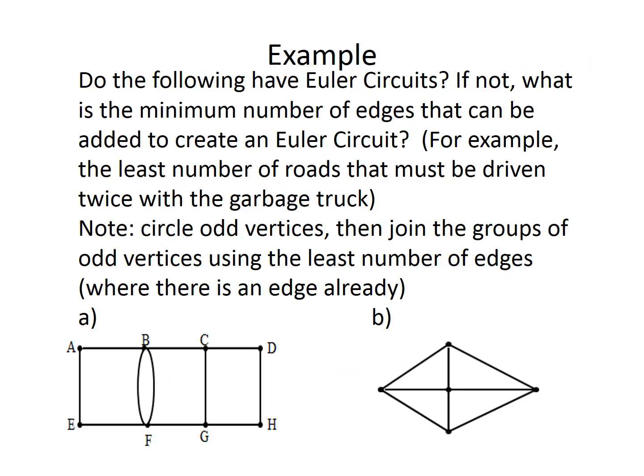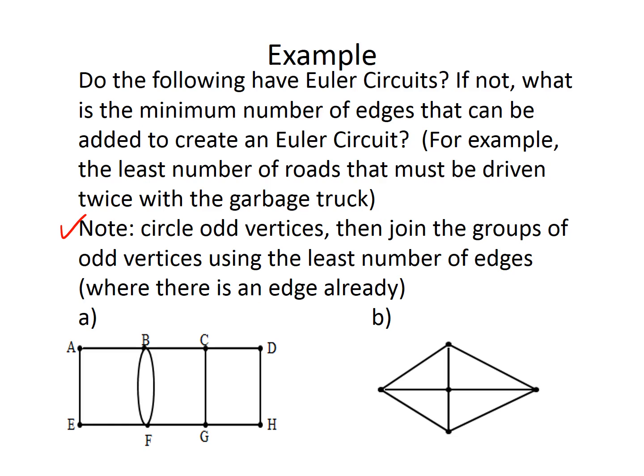So, do the following have Euler circuits? If not, what is the minimum number of edges that can be added to create an Euler circuit? Again, adding an edge means going down a road that exists. So you can only duplicate an edge that's already there. So here's sort of the process I use. Circle the odd vertices, then join the groups of odd vertices using the least number of edges.